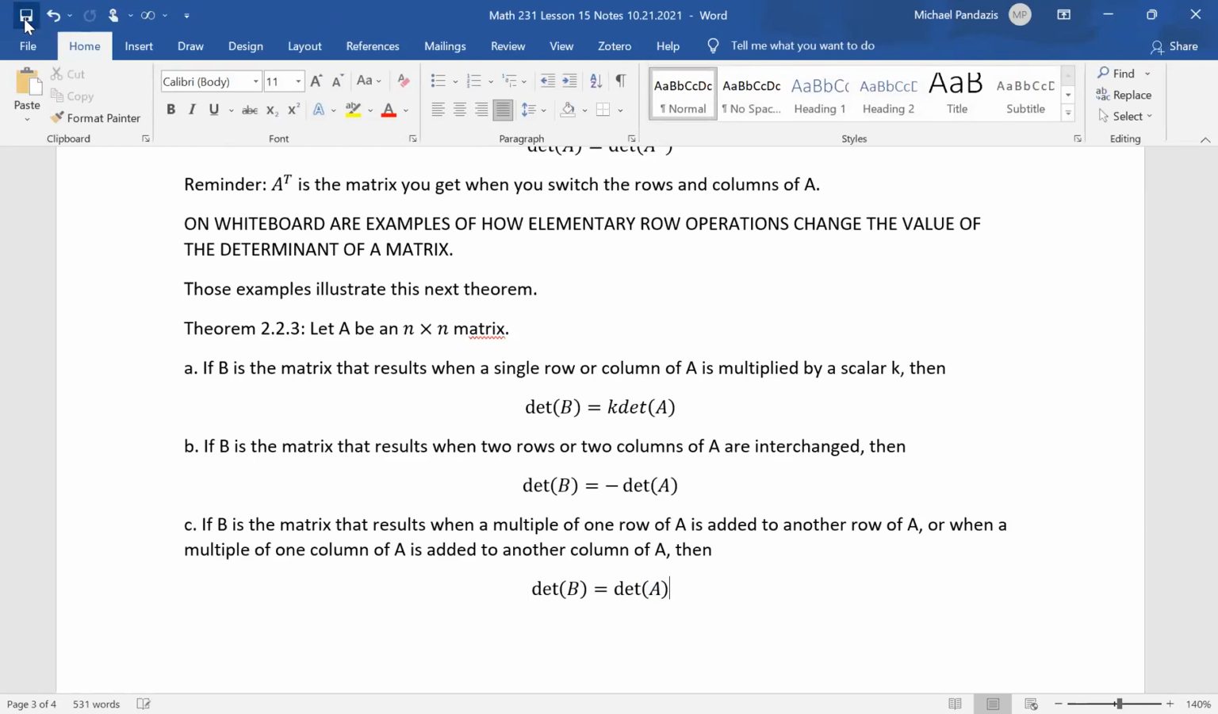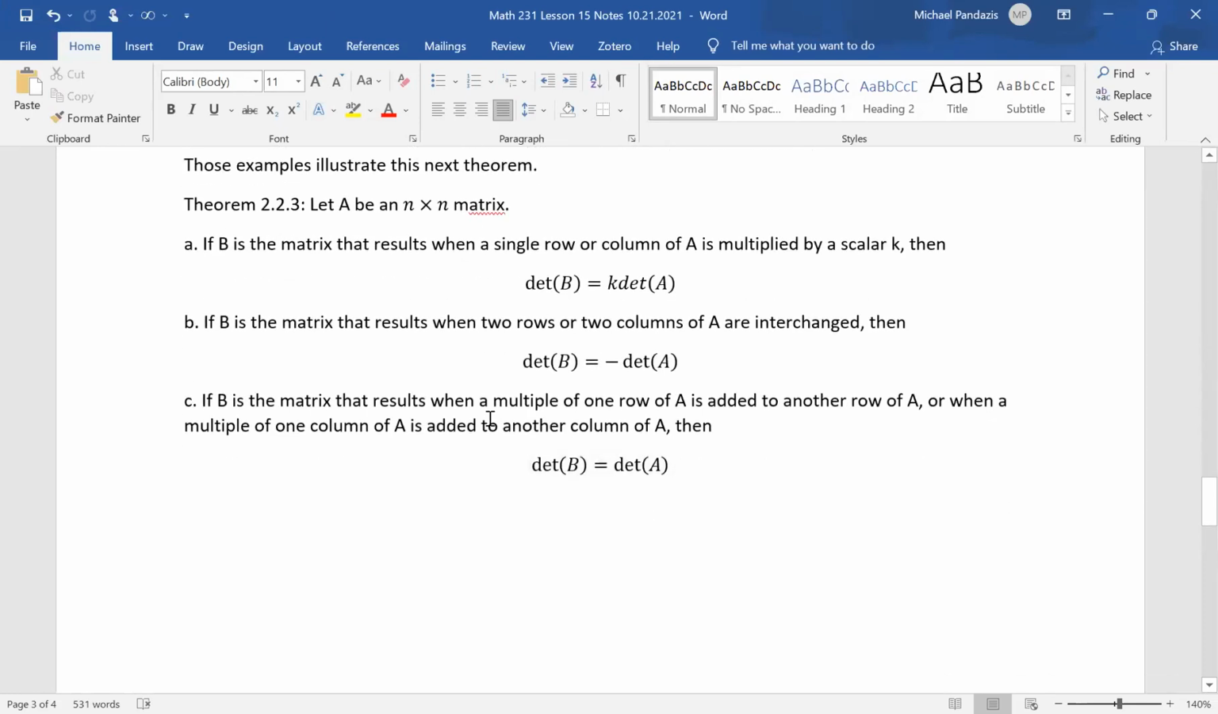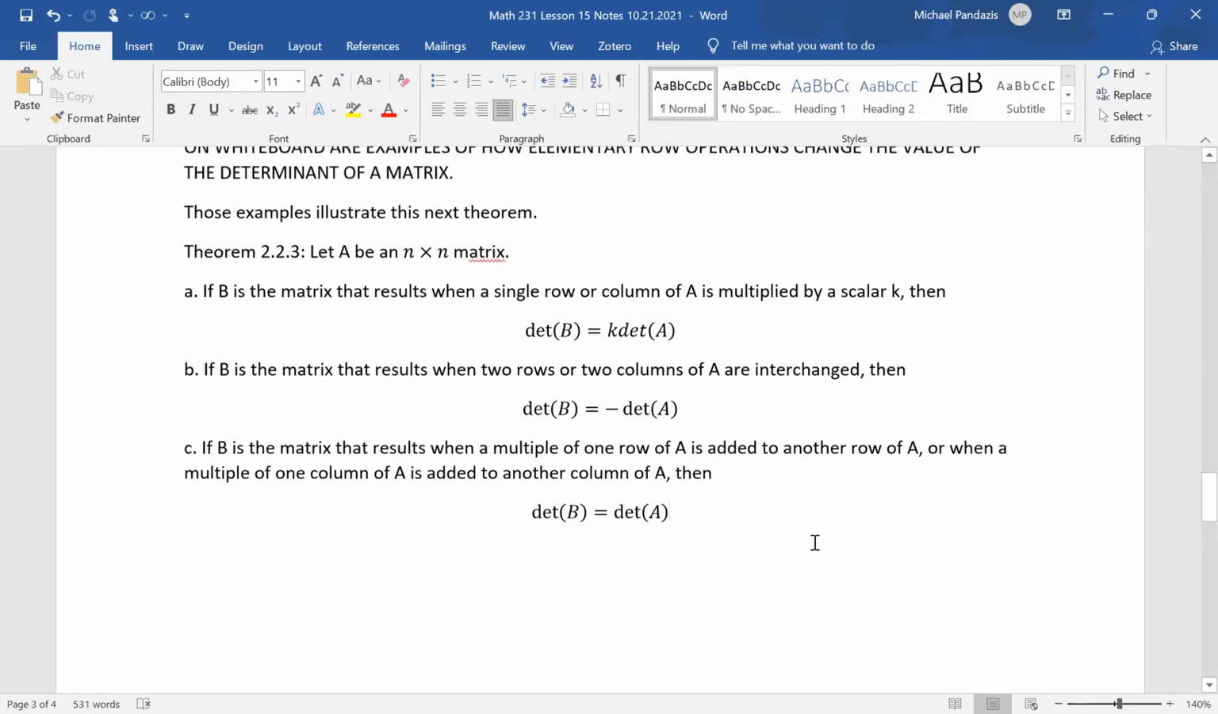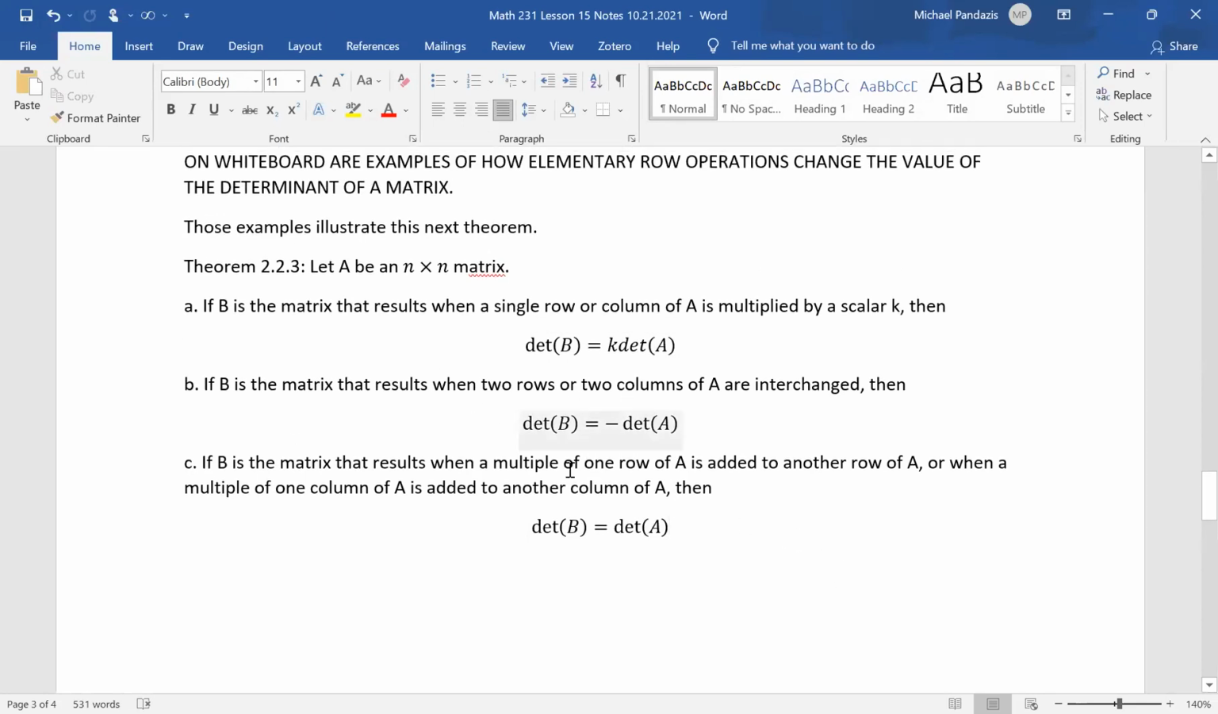Okay, so this also works for columns. I gave you an example illustrating a row, but you could do the same thing with a column: add a constant multiple of one column to another. The determinant of the resulting matrix is equal to the determinant of the original matrix before you did that column operation. Okay, and so this is just a general statement that includes the examples that were on the whiteboard. It's Theorem 2.2.3.